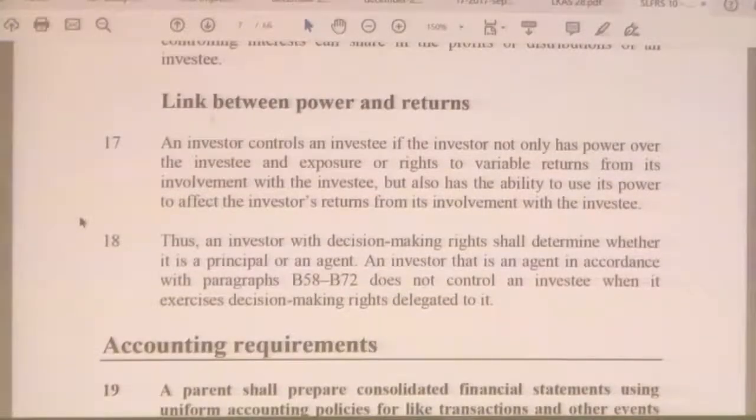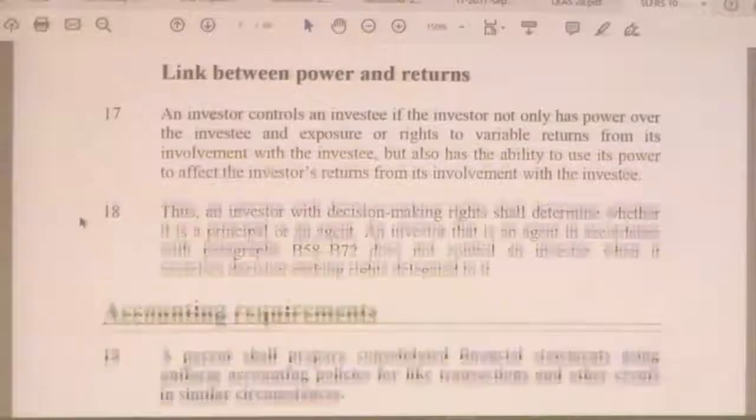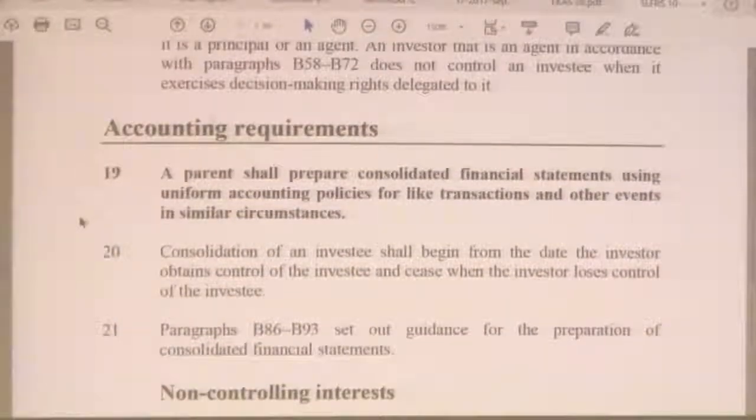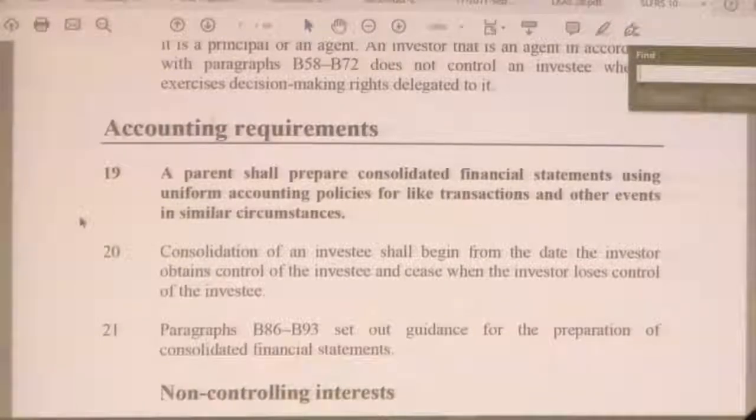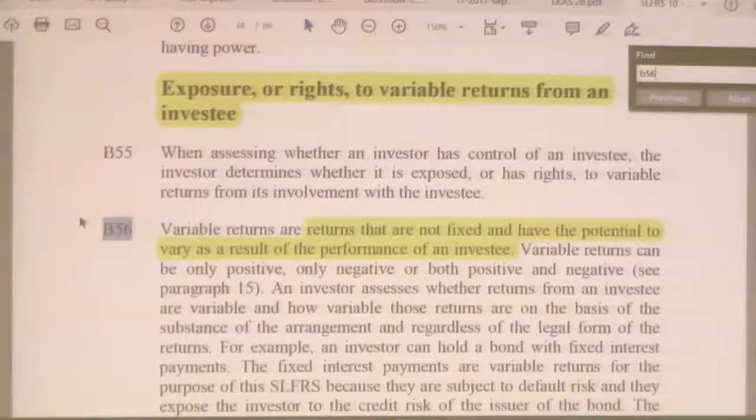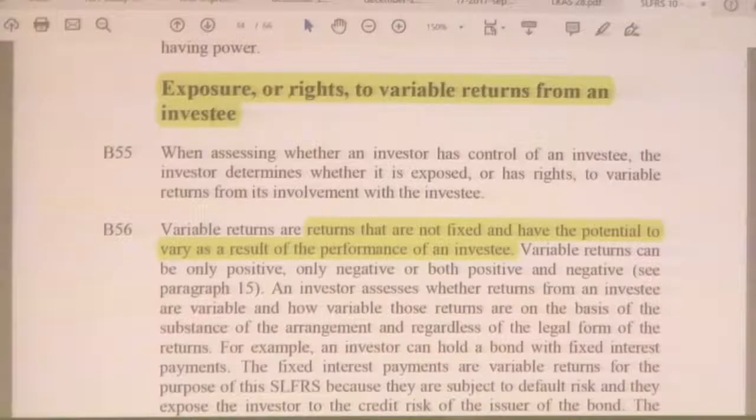The link between power and return I told you, that is paragraphs 17 and 18. I have not highlighted them, why? All these things you can see below, right? Fine. Go to B56. Straight away I will take you to that section. B56. Exposure or rights to variable returns. The second thing is variable return, right? Exposure or rights to variable returns. B56. Read it.